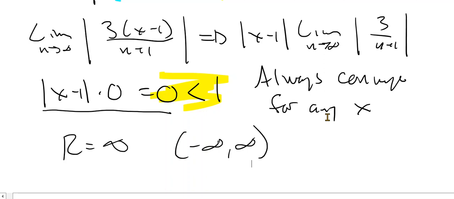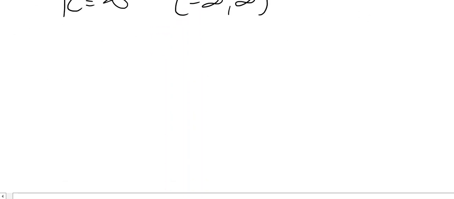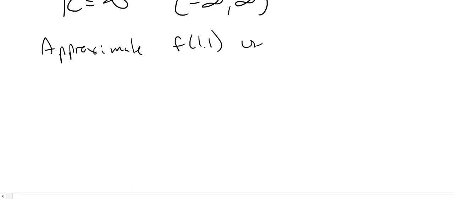The next thing we want to do is approximate the function. This is step number 4. We want to approximate our function. And let's approximate f of 1.1 using p3 of x. In other words, using our polynomial.